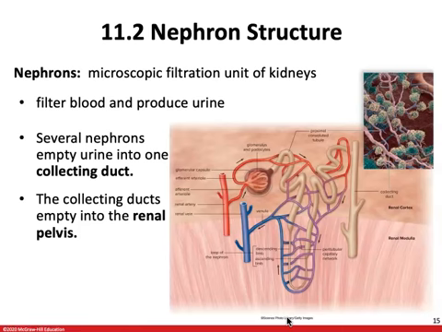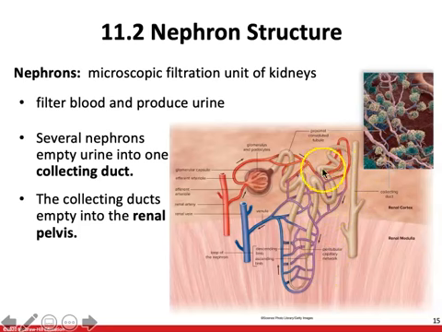Nephrons are the microscopic filtration unit of the kidney. If you take that kidney, look at those renal pyramids and break them down as small as you can go, here is what you're going to be looking at: the nephron. The nephrons are responsible for filtering the blood and ultimately producing the urine. And several nephrons are going to empty the urine into a single collecting duct.